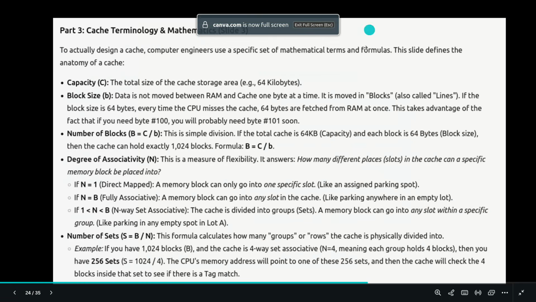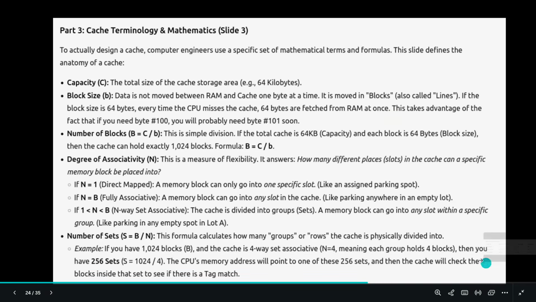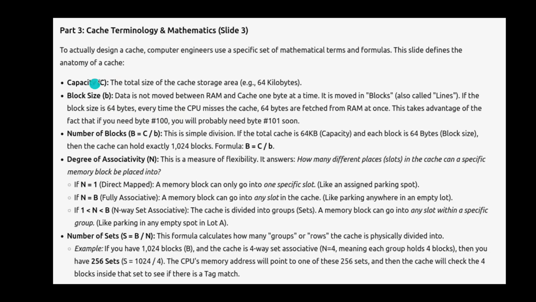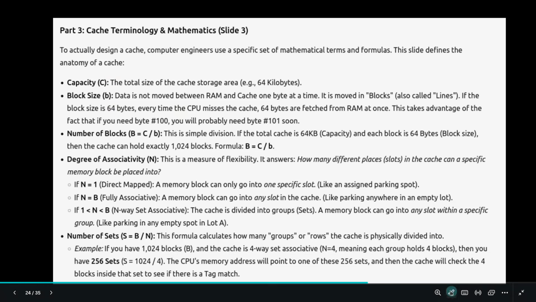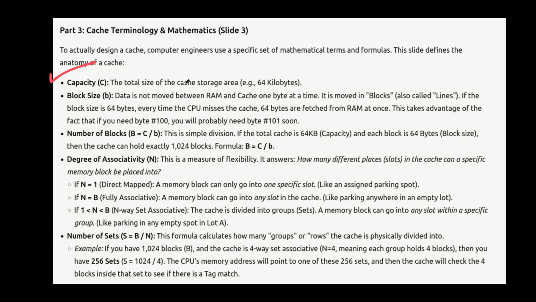Okay, so let us see. In this part we will be discussing some cache terminologies. First, we have already discussed capacity. That is the total size, the total data and instructions the cache can hold. It is the total size of the cache storage area, for example 64 kilobytes, usually in kilobytes and megabytes.